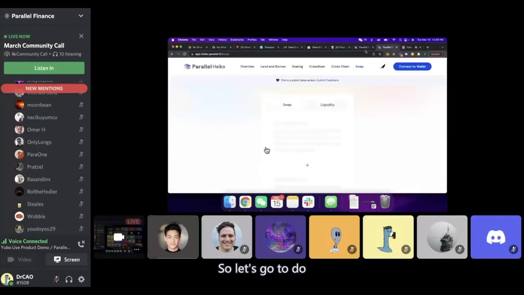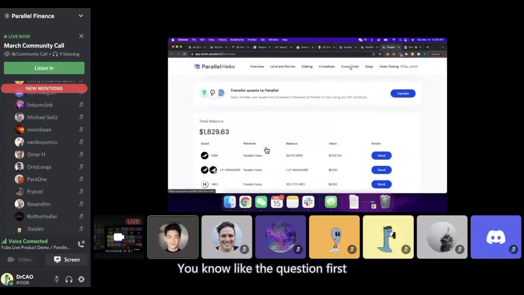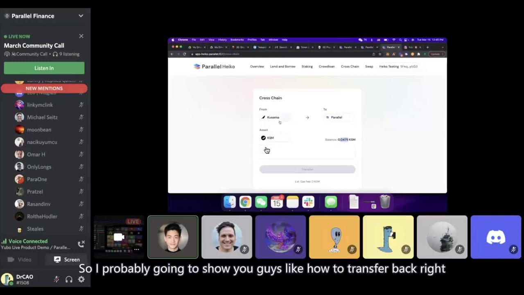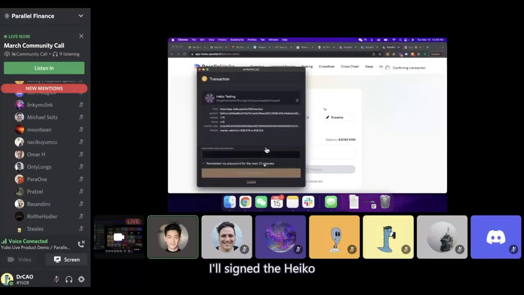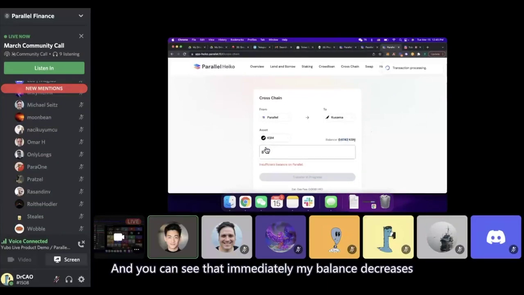So let's see first of all how I get a little bit of money from here. Let's go to the question first. On my Kusama chain I have very little, so I'm going to show you how to transfer back. Let's say that I have 8 in the system. Let me transfer all of them outside of Heiko. Then I just send a transaction back, and you can see that immediately my balance decreased.